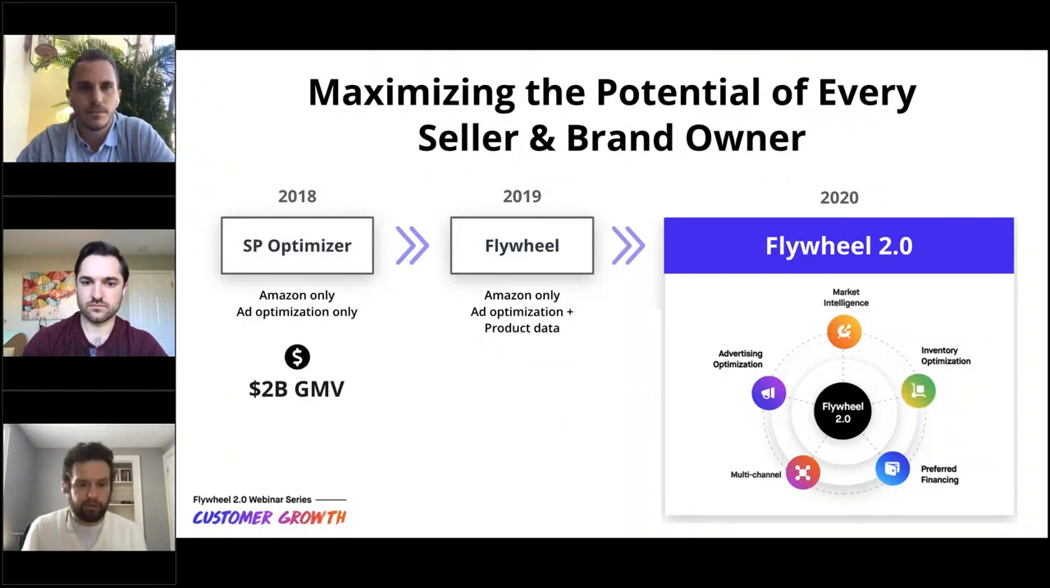So the idea behind Flywheel 2.0 is giving you a view and tying some of these things together so that it makes you a better business across each of these individual aspects of your business. So that's the overarching view of why we're building the software.